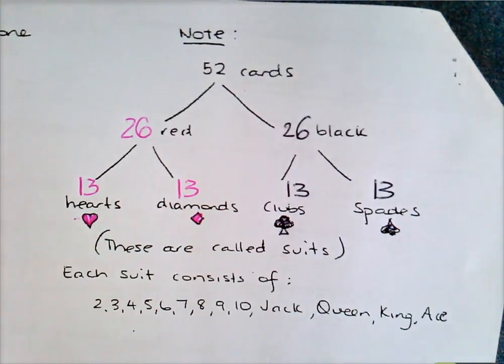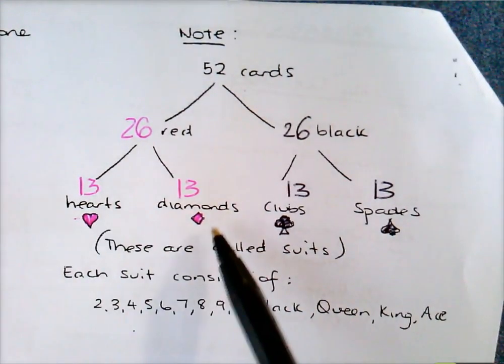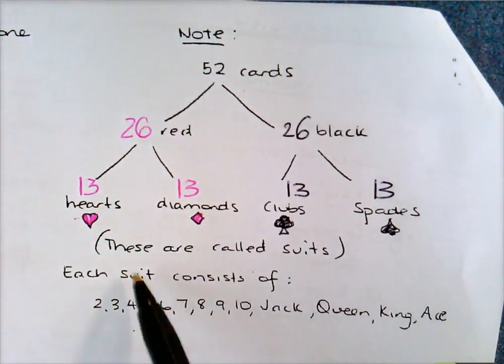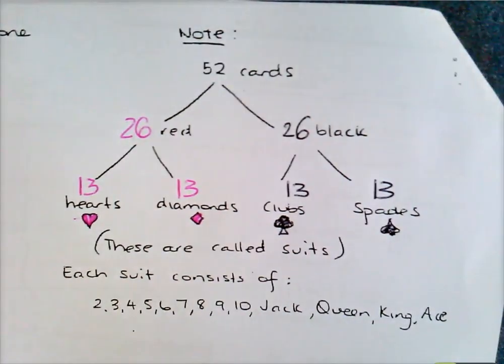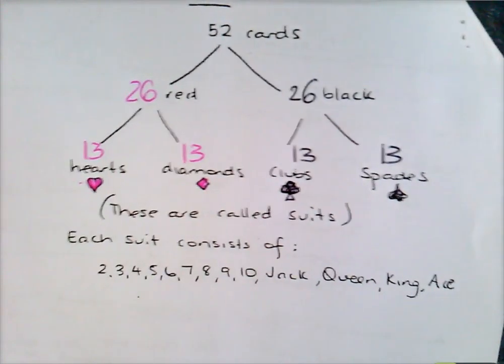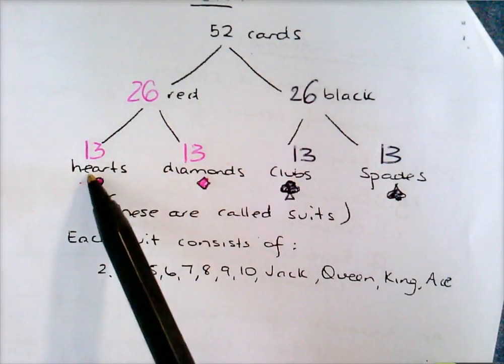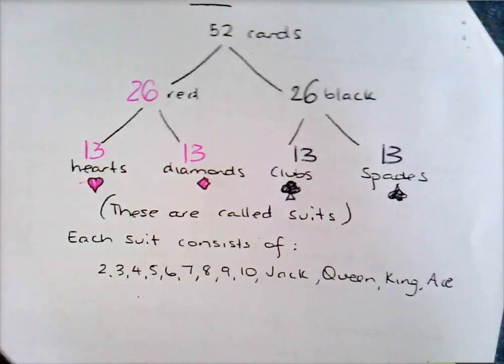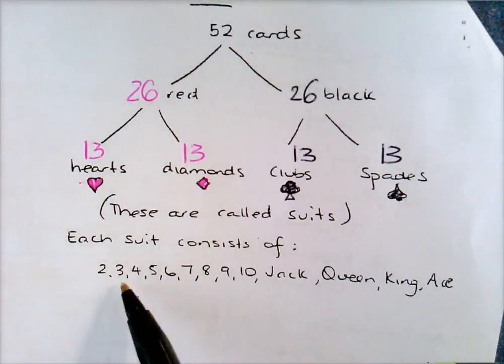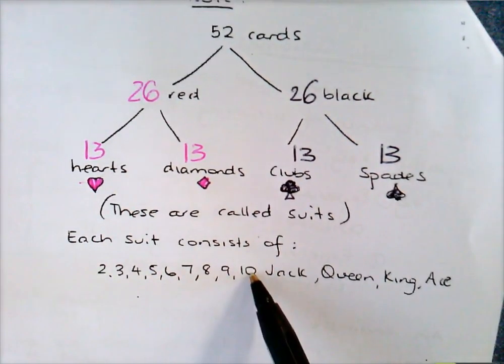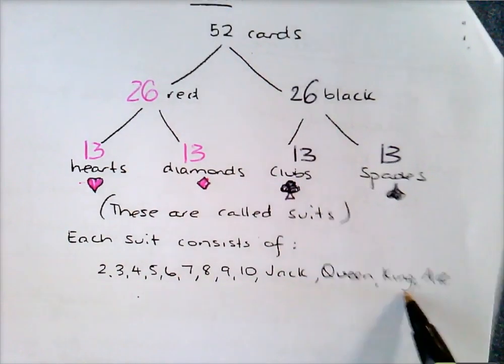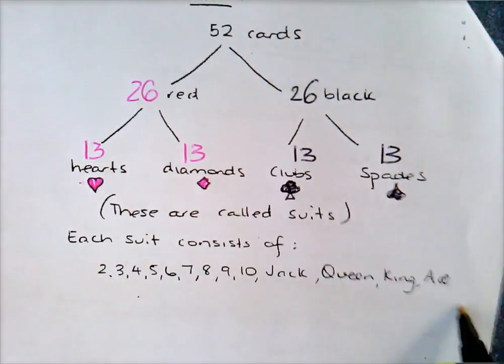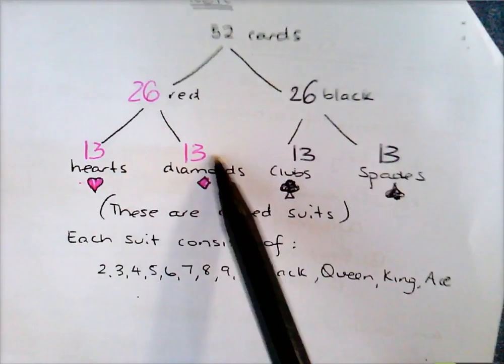And there are clubs, they look like that. And there are spades, they look like that. So there are 13 clubs and 13 spades. Now, hearts, diamonds, clubs, and spades are called suits. Don't know why.